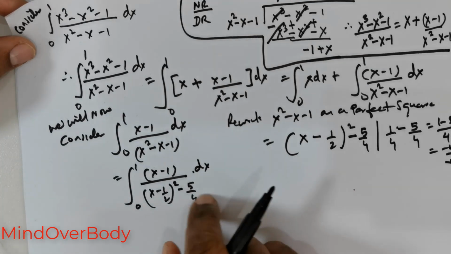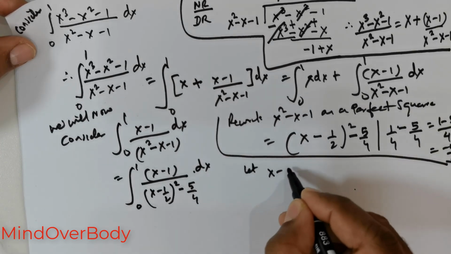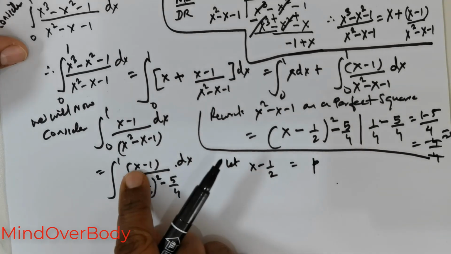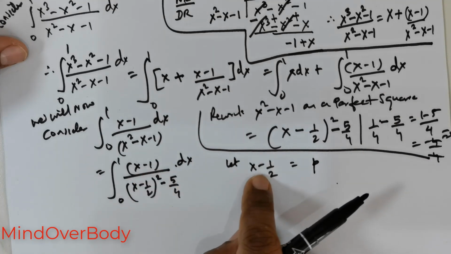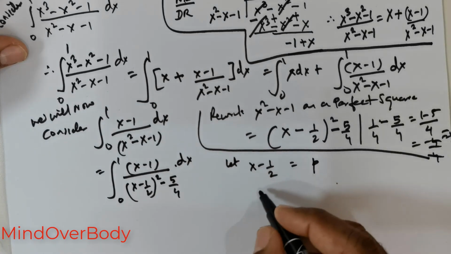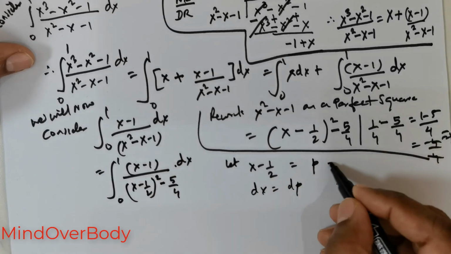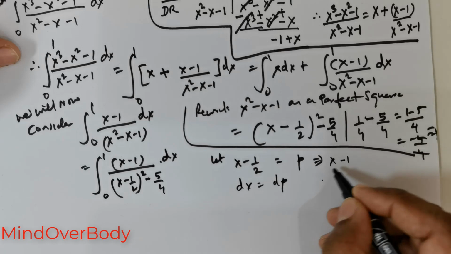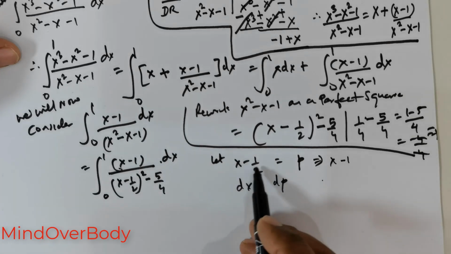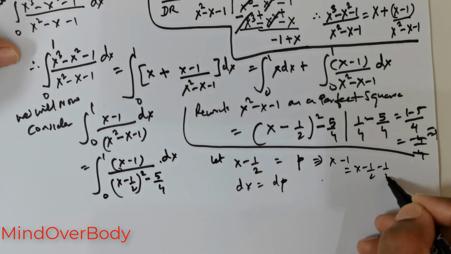Now we can make some substitutions. Let x − 1/2 be equal to some p. Now you have x − 1, but I'm taking a substitution as x − 1/2, right? If I were to differentiate this, I would get dx equal to dp. So dx is taken care of. Now, I want to write x − 1 in terms of x − 1/2. So can I write x − 1 as (x − 1/2) − 1/2?